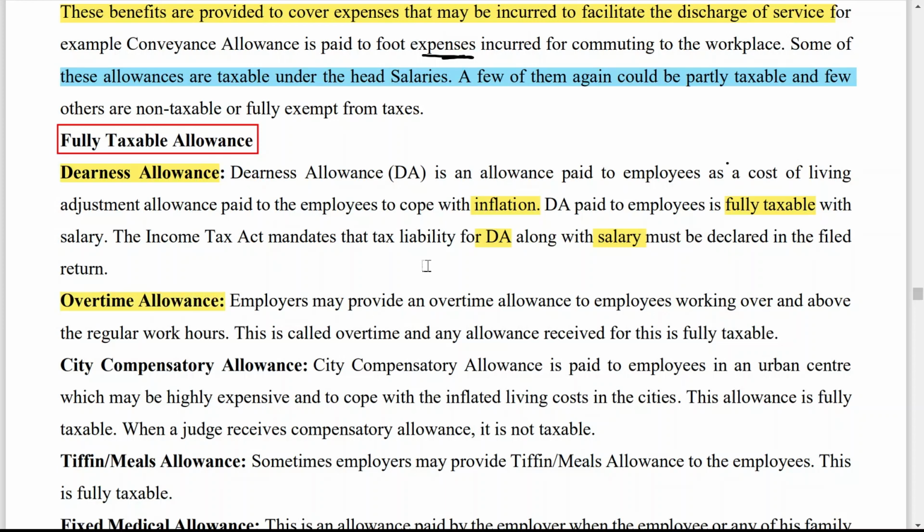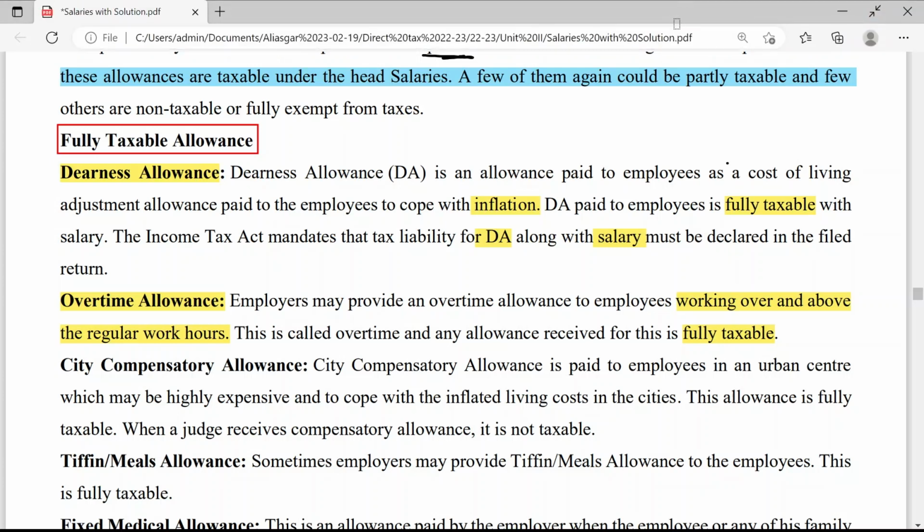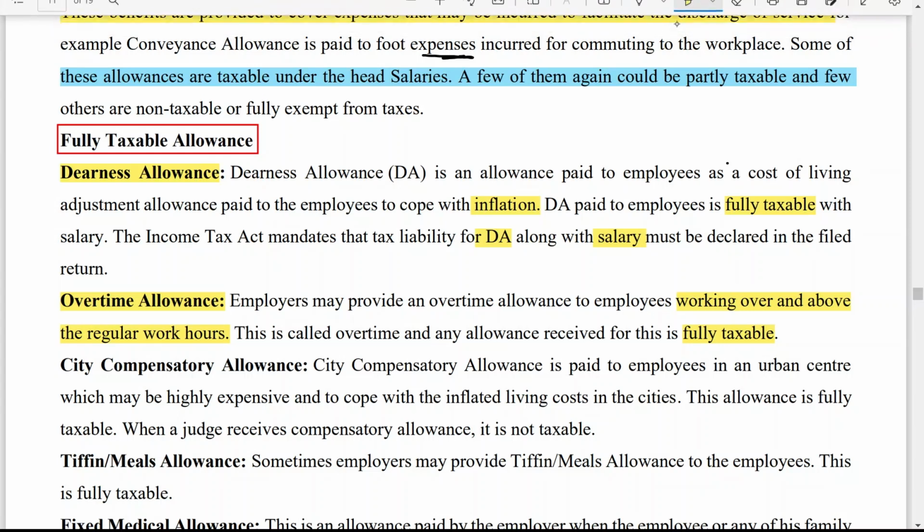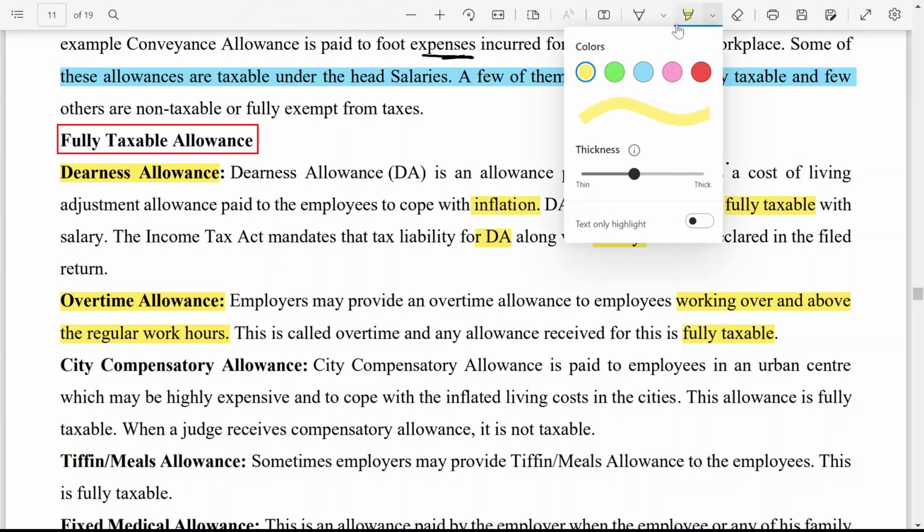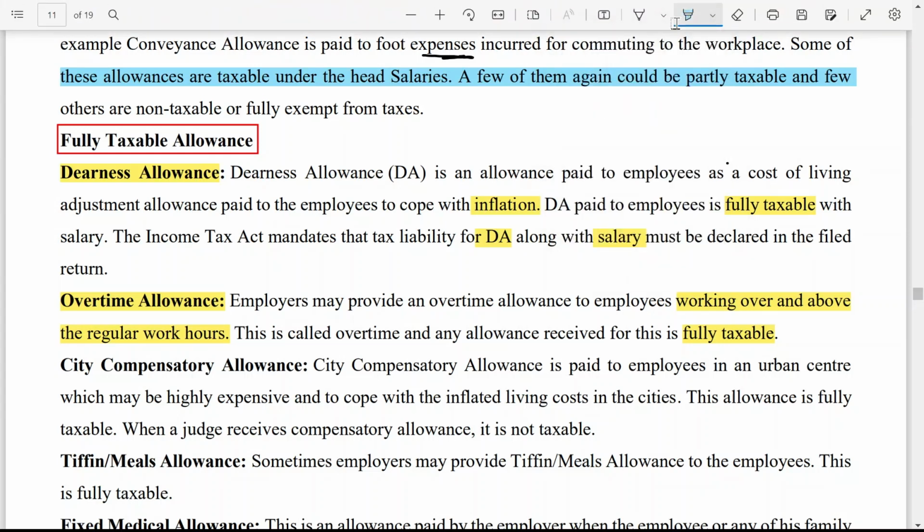Now the next one is overtime allowance. Employers may provide an overtime allowance to employees working over and above the regular work hours. This is called overtime, and any allowance received for this is fully taxable. So you have to remember this also. Whenever a person is receiving any allowance which is over and above his work, then it is fully taxable.